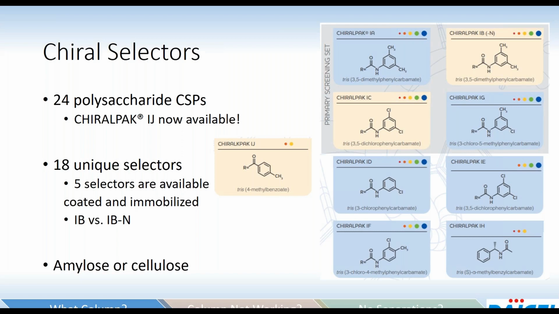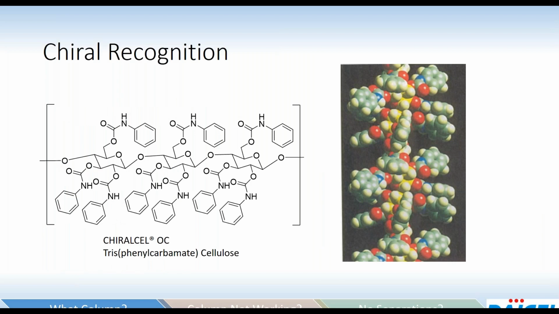You will notice in some cases, obviously a coated and an immobilized version, but you also sometimes have a choice between amylose or cellulose as the polysaccharide, as is the case for Chiral Pack IA and Chiral Pack IBN. It's the same selector, 3,5-dimethylphenylcarbamate, but IA or AD is on amylose and IB, IBN or OD is on cellulose, which might not seem like it's a huge deal, but it is when you begin to look at the helical structure of the polymer. This is not a polymer that just exists as a flat type of string-like material. It actually forms a helical structure.